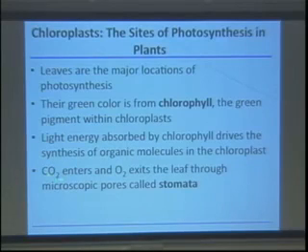So what happens is that carbon dioxide enters and oxygen exits the leaf through very tiny pores called stomata. So we can think about carbon dioxide coming in through these pores, and the waste product, I guess you could say, of the pathways is oxygen, and it exits through these same pores.